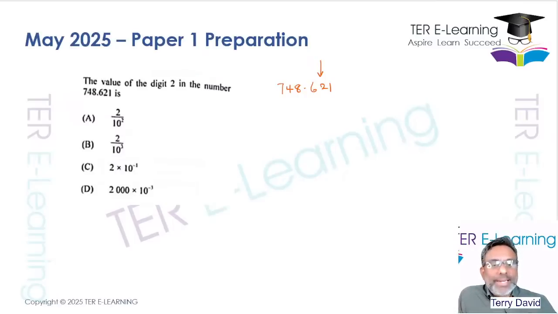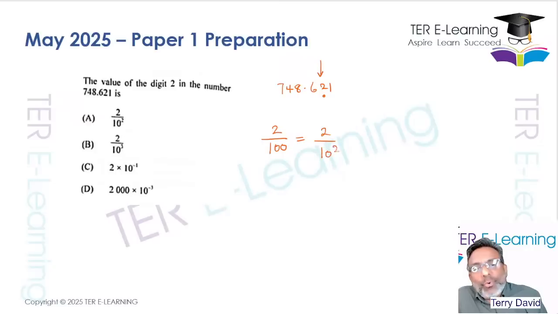I've seen people saying the answer is A. Let's check and see if that's really correct. So this 2 here is in the 100th position. So that is actually 2 over 100. That's the value of that 2 there. But if you look at the answers, we don't have any answer looking like that. So what we could do is write that as 2 over 10 squared. So the answer is going to be A.